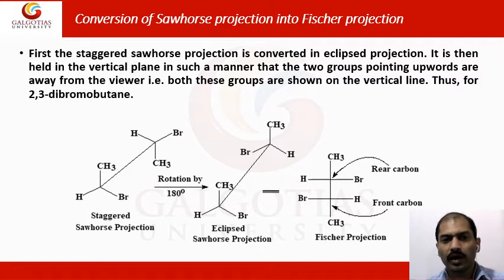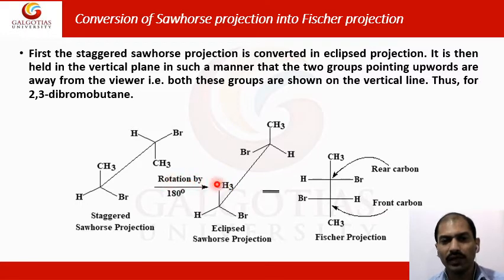Now coming to another example, there are many more examples. Suppose you have a staggered Sawhorse projection. You can also convert the Sawhorse projection into a Fischer projection.